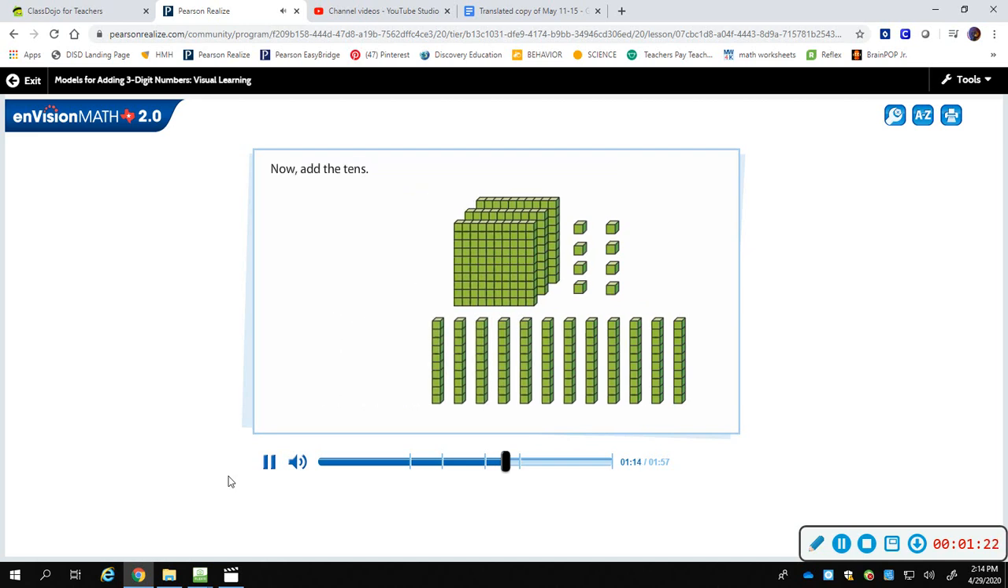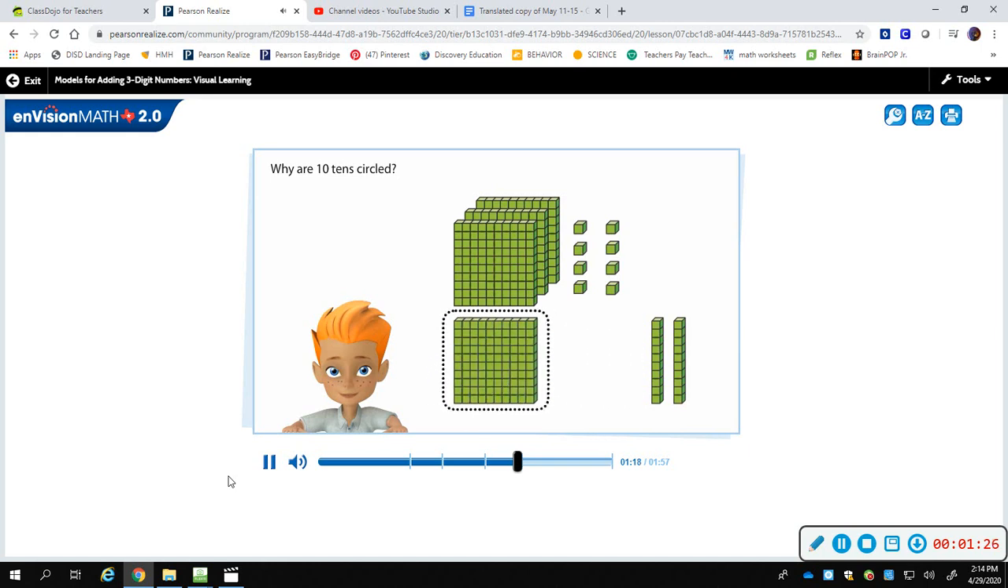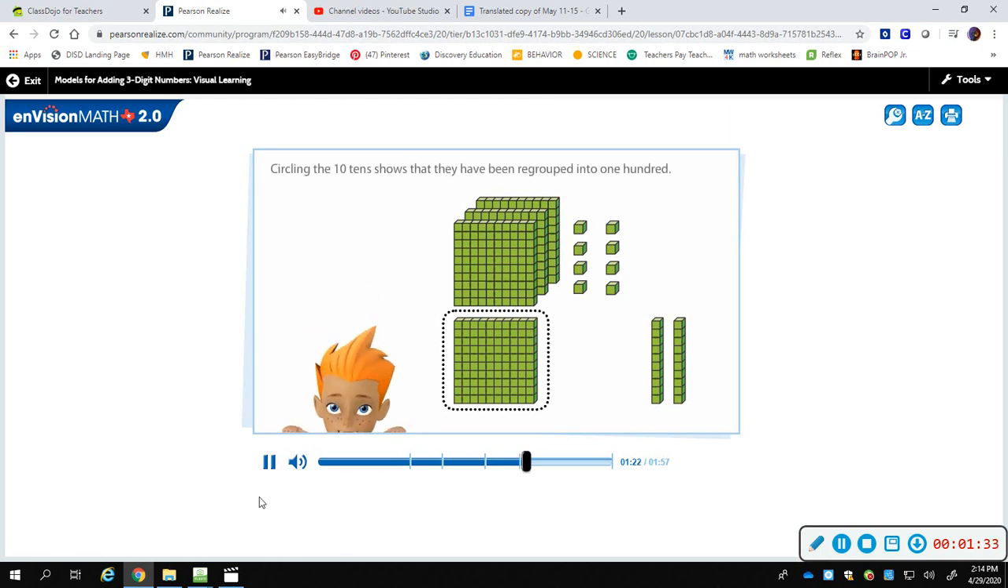Now add the tens. Why are 10 tens circled? Regroup. Circling the 10 tens shows that they have been regrouped into 100.